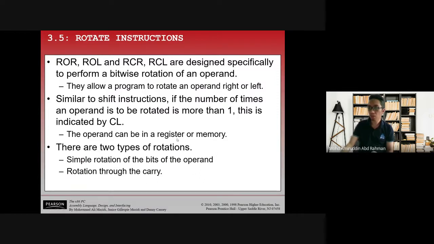Okay, so there are two types of rotation: simple rotation and also rotation through carry. As I mentioned before, ROR and ROL are the simple rotation commands, and RCR and RCL are the rotation through carry.